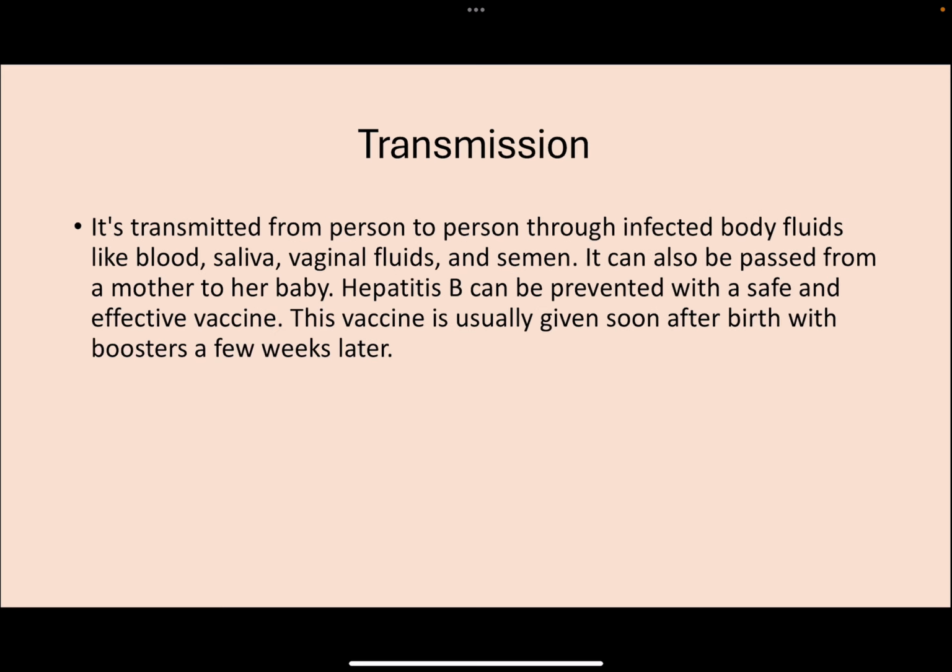Transmission. Hepatitis B is transmitted from person to person through infected body fluids. These include blood, saliva, vaginal fluids, and semen. It can also be passed from a mother to her baby during birth. Hepatitis B can be prevented with a safe and effective vaccine. This vaccine is usually given soon after birth to a baby, with boosters a few weeks later.